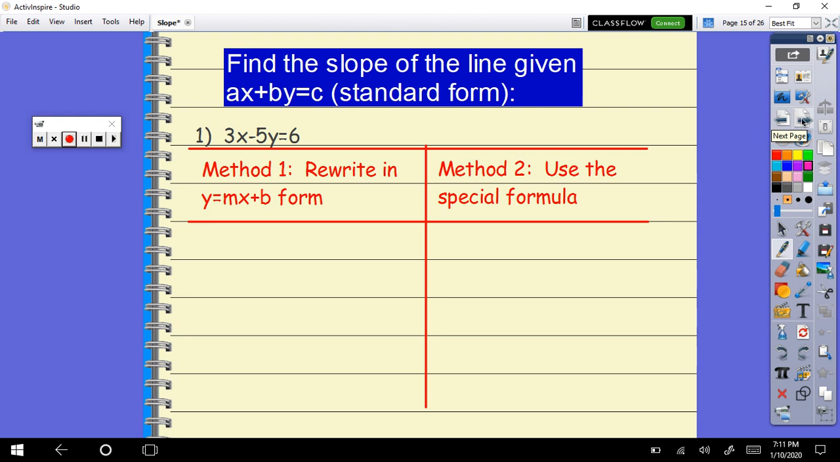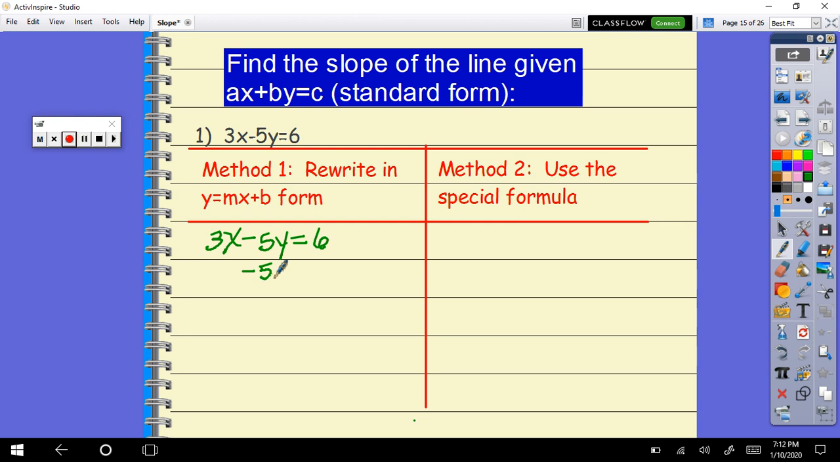Now, do you remember that if you have an equation of a line in ax plus by equals c form, that's called the standard form of the line? Well, if I ask you to find the slope, it's not obvious the way it's written currently. There are two ways that you can find the slope. One way is method 1, rewrite in y equals mx plus b form. If I want to rewrite 3x minus 5y equals 6 in y equals mx plus b form, I need to isolate or solve for y.